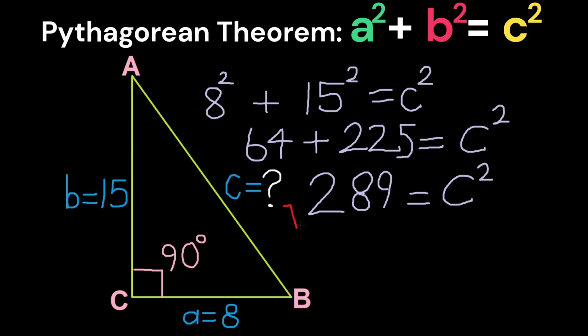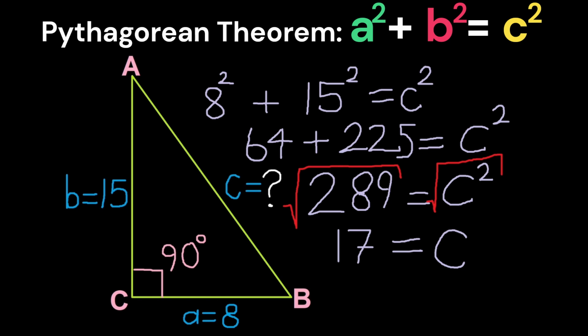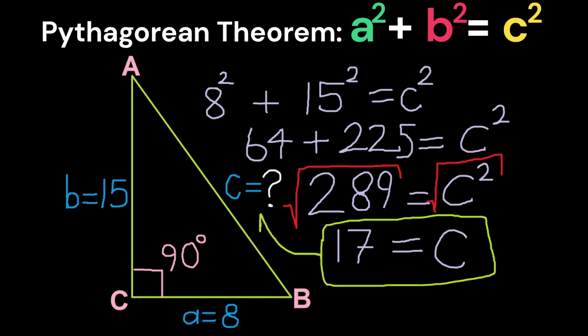Now let's get the square root of both sides. The square root of 289 is 17. And on the other side, we have c. So that's it. We found the answer using the Pythagorean theorem. We were looking for the missing side, side c, and we found it. c is 17.